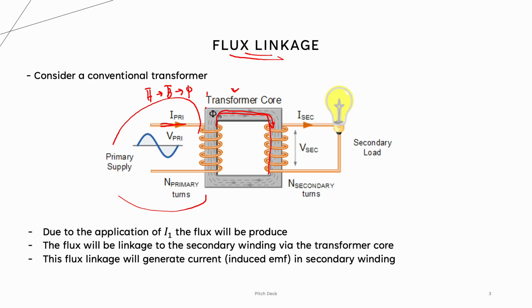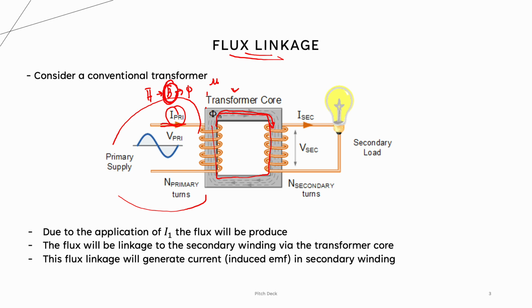So this is the transformer core. From the H field that is produced by the value of the current I supply, the permeability of the material of the transformer core will then affect the value of B that will be produced.